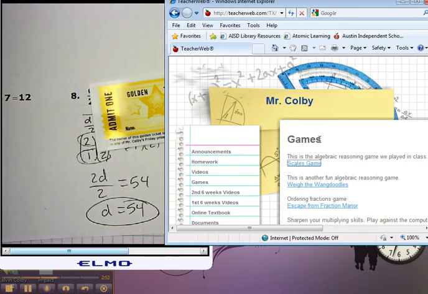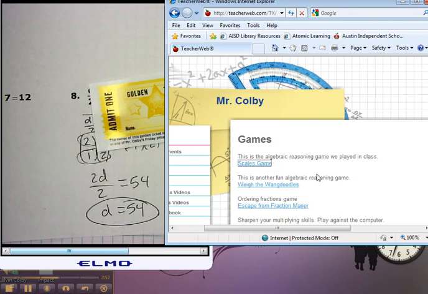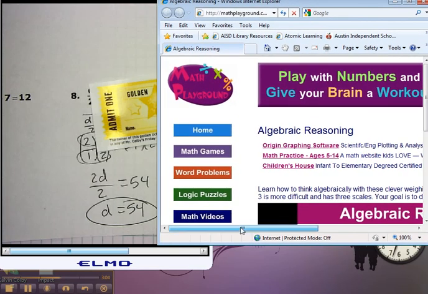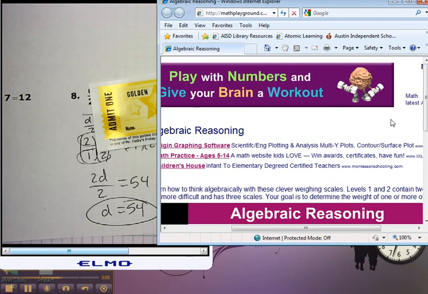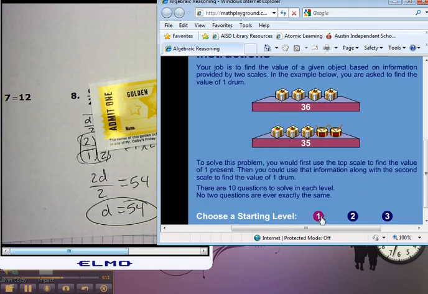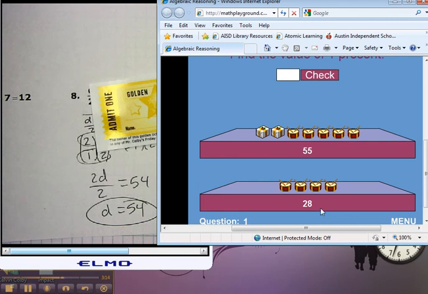There's a new games section on the website. Click on the first game, the scales game. That's the algebraic reasoning game we've been playing in class. Click on that game and play level 1. So choose level 1, and then you have two scales. This first scale shows 2 packages plus 5 drums equals 55. Second scale shows 4 drums equals 28.